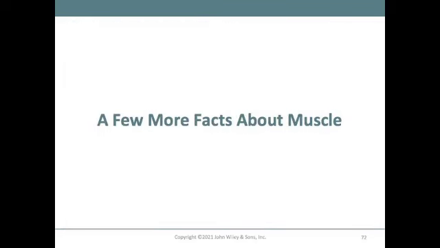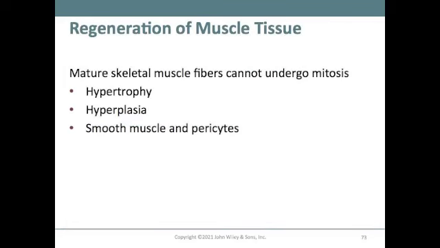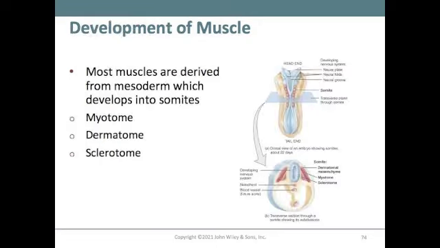A few more muscle facts. So the regeneration of muscle: it cannot undergo mitosis, hypertrophy, hyperplasia, and smooth muscle pericytes. Well, we already talked about all of this stuff earlier on in the chapter, so you can find out more about this on page 337, section 10.10. And then it goes into the embryology of the muscle there, section 10.17 on page 339.